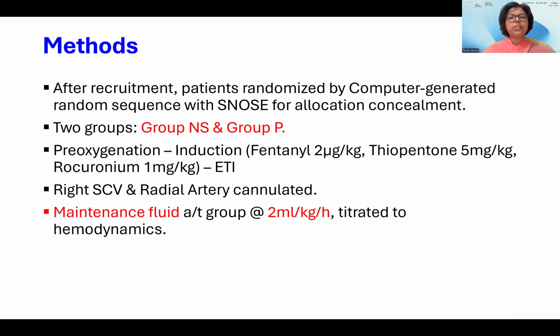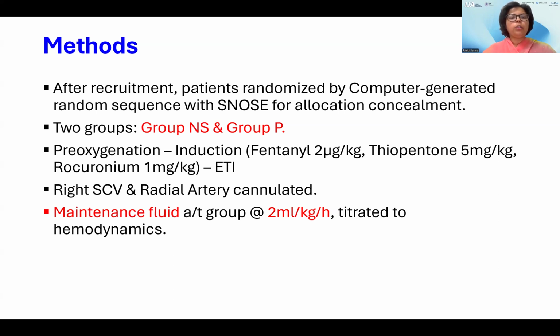After recruitment, the patients were randomized by computer-generated random sequence number table with sequentially numbered opaque sealed envelope for allocation concealment. There were two groups, the group normal saline, that is the group NS, and group P. After pre-oxygenation with 100% oxygen, patients were induced with fentanyl, thiopentone, and rocuronium, followed by endotracheal intubation. Then right subclavian vein was cannulated and radial artery was cannulated.